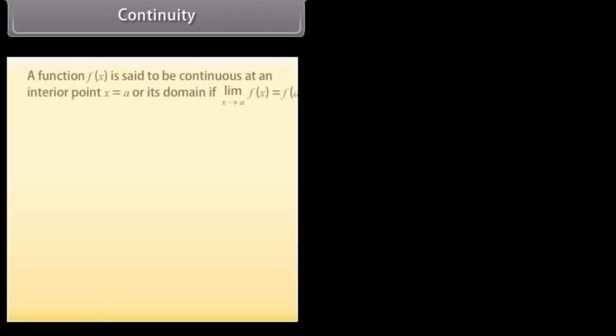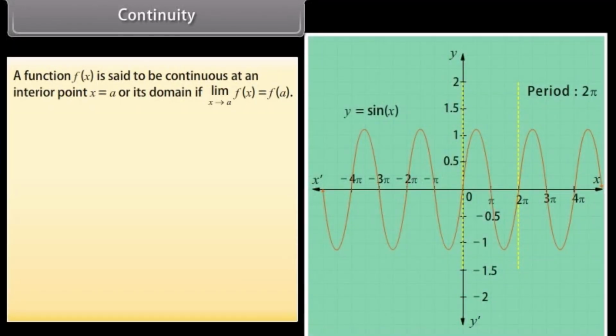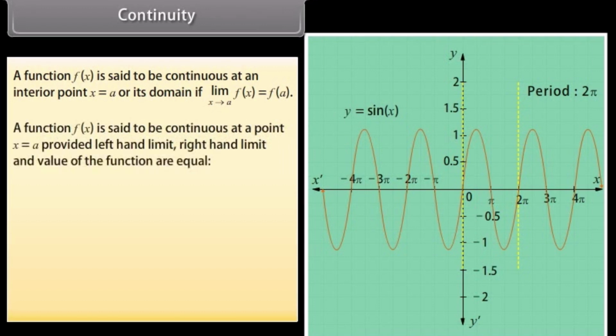Continuity. A function f(x) is said to be continuous at an interior point x = a of its domain if limit x tends to a, f(x) = f(a). In other words, a function f(x) is said to be continuous at a point x = a, provided left-hand limit, right-hand limit and the value of function are equal.